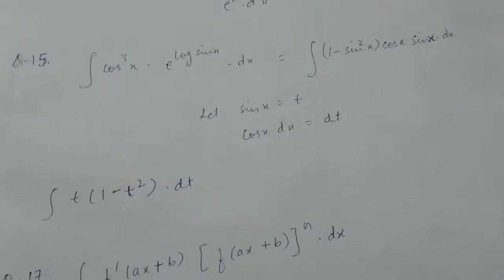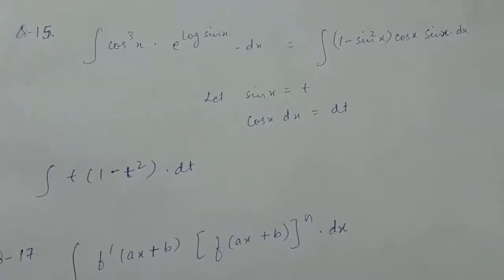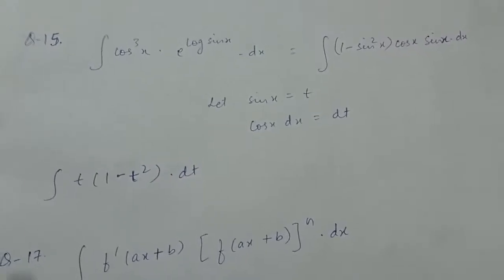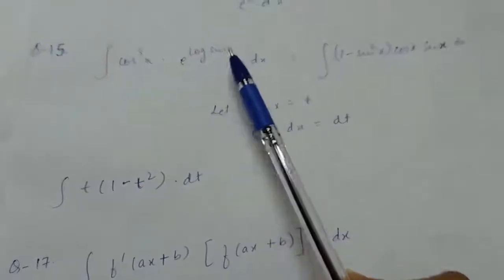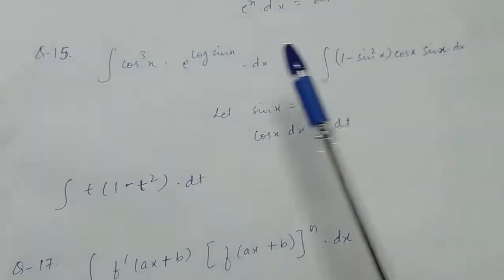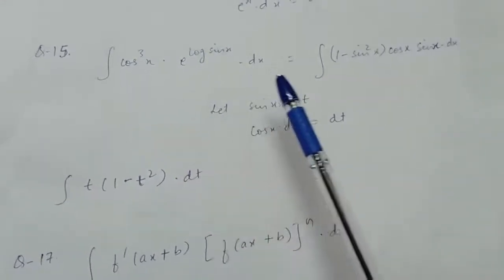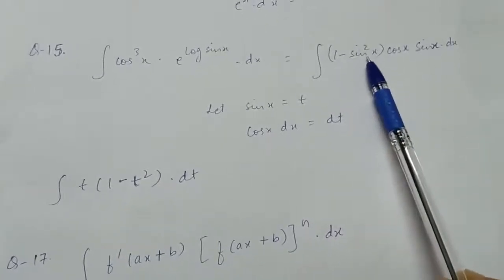Question number 15th is cos cube x into e raised to the power log sin x. So first of all, this e raised to the power log sin x can be written as just sin x, right? And see, this is cos cube x. Break it as cos square x into cos x, and cos square x is nothing but 1 minus sin square x.